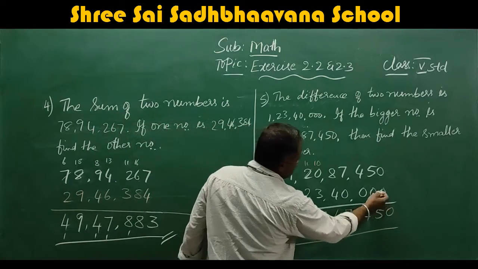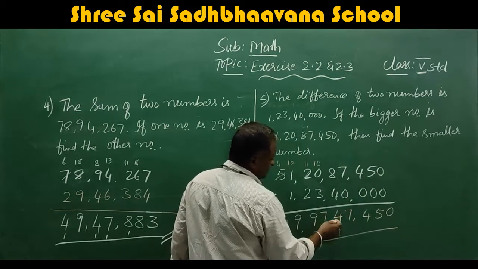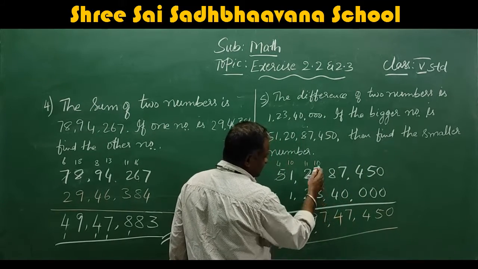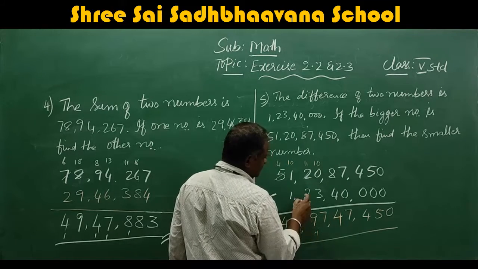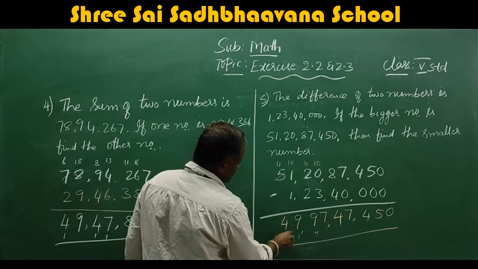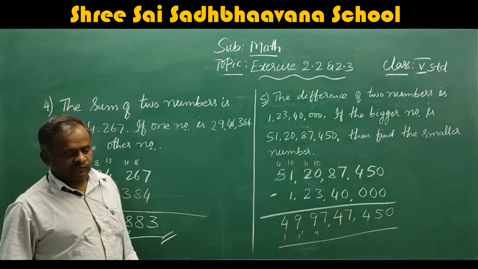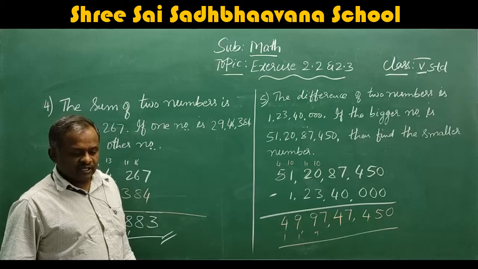Just add. 0 plus 0, 0. 5 plus 0, 5. 4 plus 0, 4. 7 plus 0, 7. 4 plus 4, 8. 7 plus 3, 10, carry 1. 10 plus 2, 12, carry 1. 9 plus 1, 10. 10 plus 1, 11, carry 1. 4 plus 1, 5. So this is the answer. I hope you understand. We will move to the next.